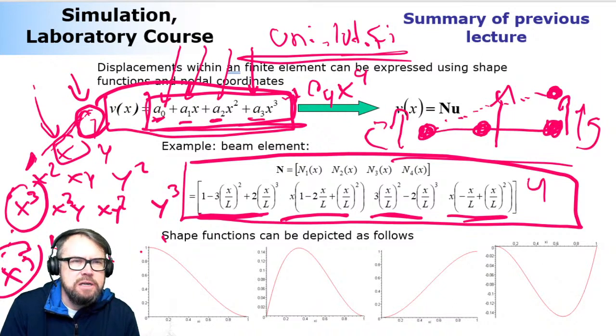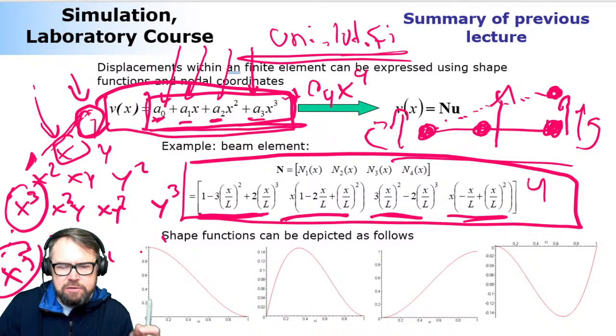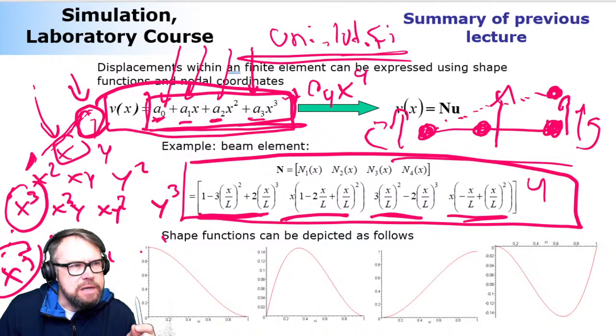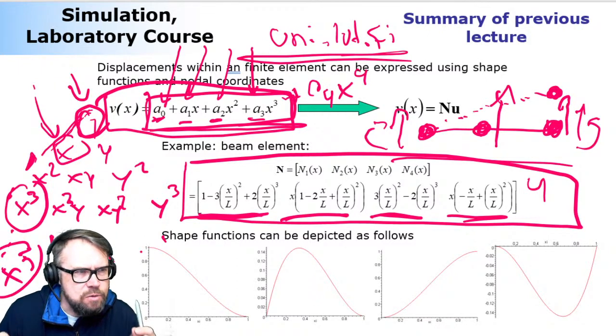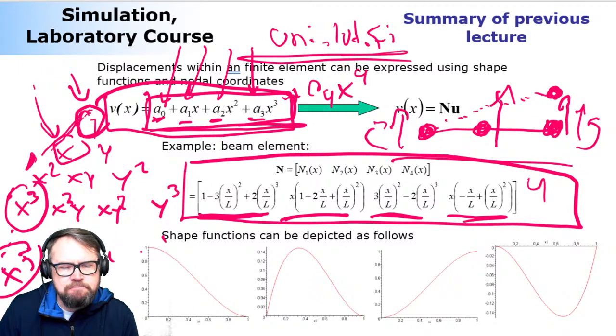Shape functions are telling you how the element can deform. So it is predicting how particles between the nodal locations are moving if there's going to be a displacement or if there's going to be some changes in nodal degrees of freedom. That's what the shape functions are doing for you.